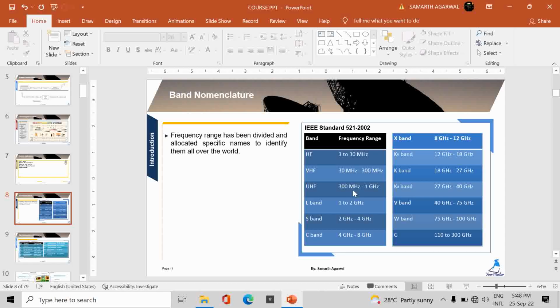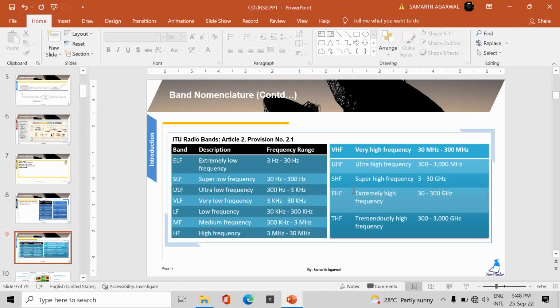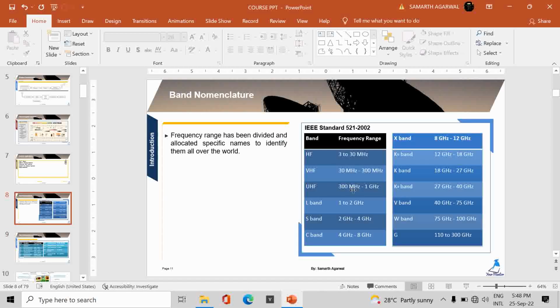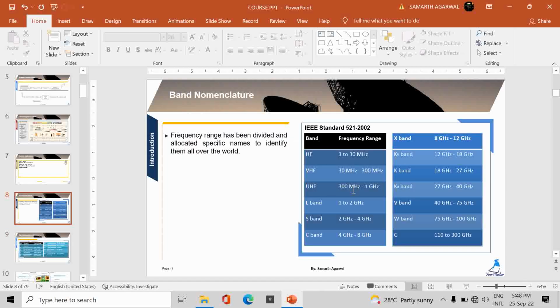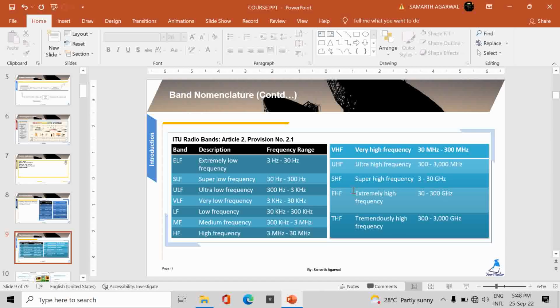Now further, this convention I've used is based on the ITU, the International Telecommunication Union. The previous slide, which I mentioned, is based on the IEEE standard 521-2002. So this is based on the ITU Radio Regulations Article 2, provision number 2.1. In this also I have mentioned the band description and the frequency range.